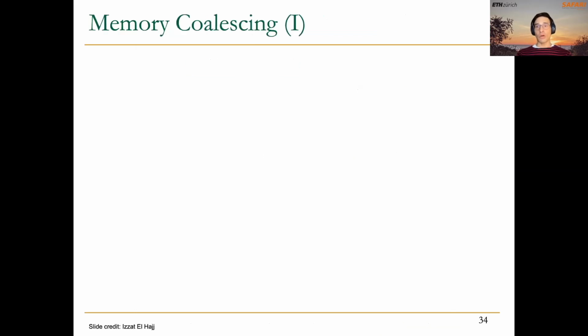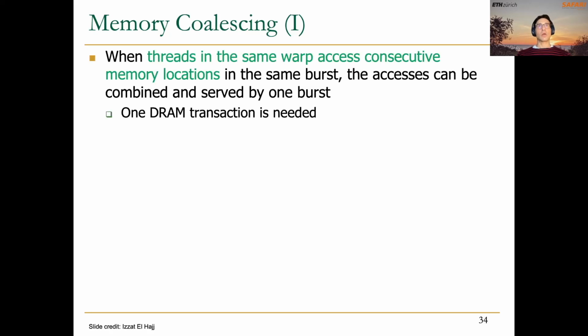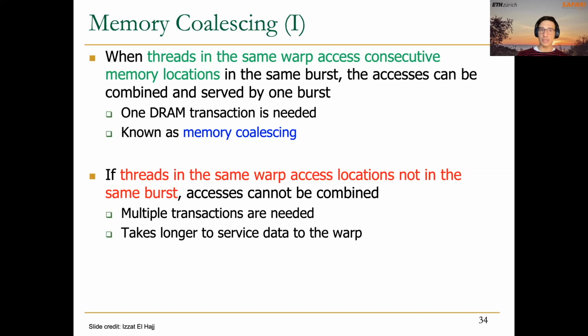But now let's talk about memory coalescing and what we mean by it. We say that when threads in the same warp access consecutive memory locations in the same burst, the accesses can be combined and served in one burst. In this case, only one DRAM transaction is needed, and this is what we call memory coalescing. However, if threads in the same warp access locations that are not in the same burst, the accesses cannot be combined. So multiple transactions are needed, and this makes it take longer to serve the data that the warp needs. That's what we call memory uncoalescing or memory divergence.